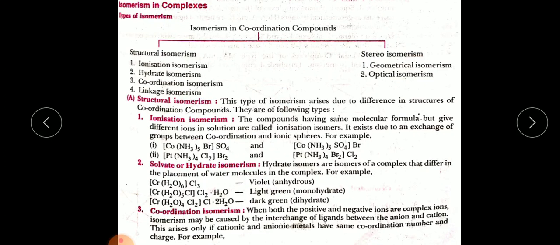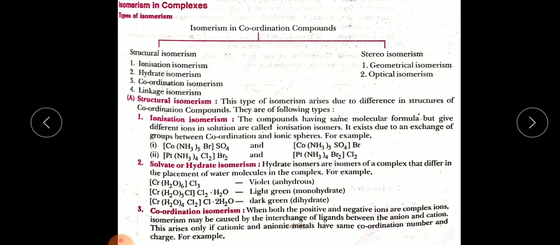Next, the topic of this coordination compound chapter is isomerism. Isomerism in coordination compounds is generally classified into 2 types: structural isomerism and stereoisomerism. In structural, we have ionization, hydrate, coordination and linkage isomerism, and in stereoisomerism we have geometrical and optical isomerism.